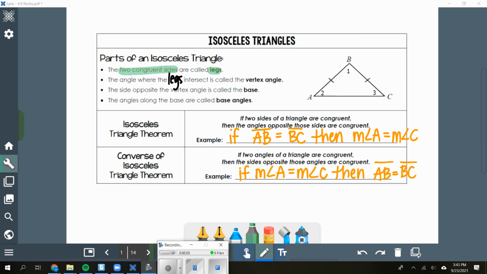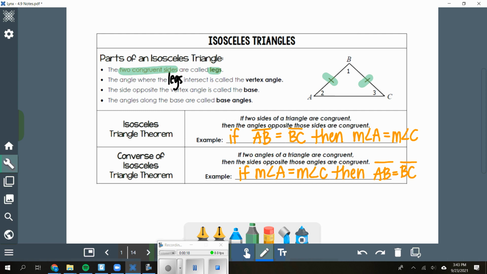Today's lesson is going to be on the isosceles and equilateral triangles. So first, the isosceles triangle. There's multiple parts we need to label. The first is the two congruent sides. Remember, your isosceles triangle has two congruent sides. Those are going to be called legs.